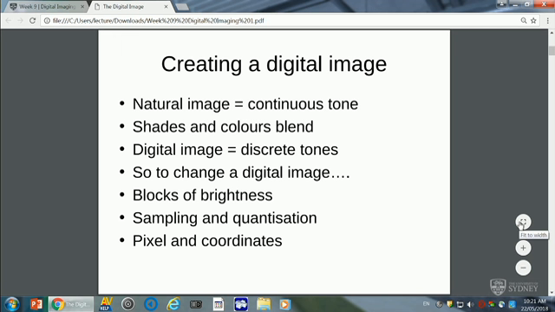So with a natural image, we had this lovely continuous tone where shades and colors blended. With digital, we can't have that. And that's the first thing. I'm not saying it's a massive deal, but it's real. It's the first thing to acknowledge with a digital image: we are breaking the image up into boundaries and boxes. And that brings with it certain potential disadvantages. So to change a digital image, what we've got to do is create blocks of brightnesses.